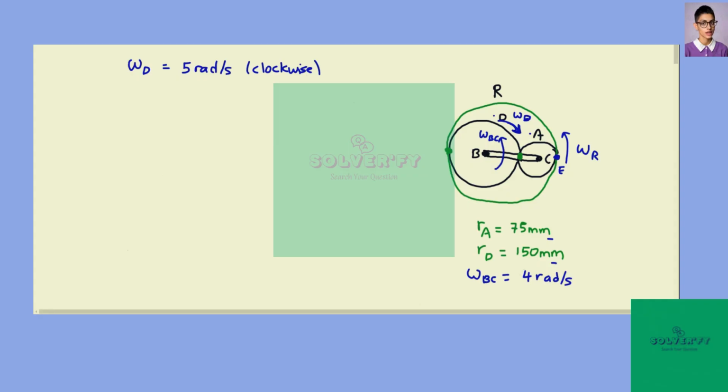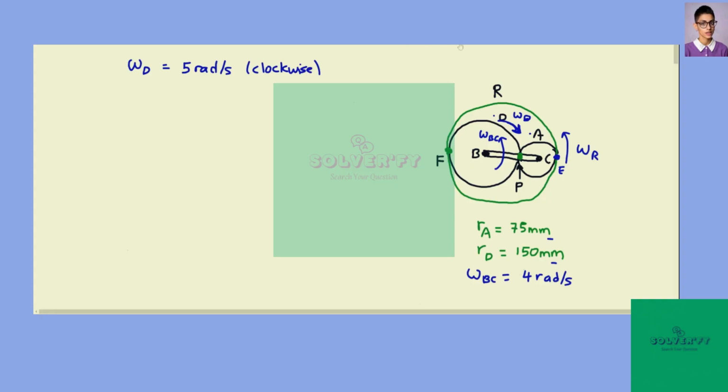To solve this problem, we need to find the angular velocity of the ring gear R. First we want to locate a few points. Here I'm going to call this point P, and I'm also going to call this point F.